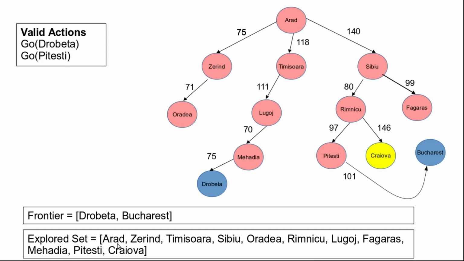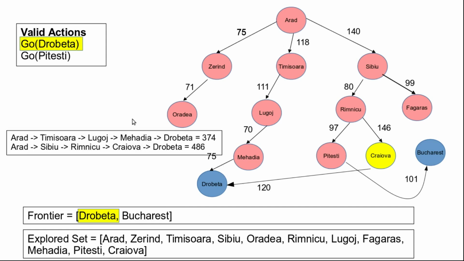Pitești is already present in the export set, so no new node will be generated. However, Drobeta again is not in the export set, but it is in the frontier list. So we have to consider the new path from Craiova to Drobeta, which has a cost of 120. And so now we have two paths from Arad to Drobeta. These are the two paths.